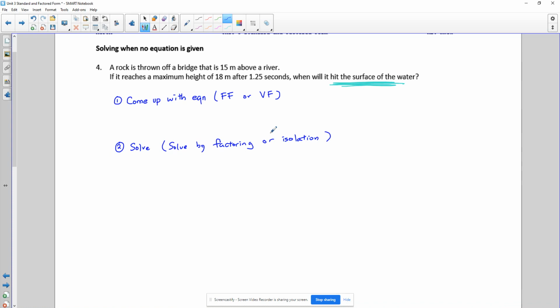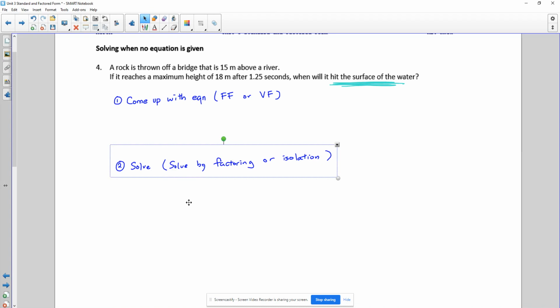Okay, so let's start taking this question up. Our first job is to come up with the equation. We have the option of factor form or vertex form. Now, in order to decide which one to use, we need to read the question. If they provide us with the x-intercepts, then we use factor form. But if they provide us with the vertex, we need to use the vertex form.